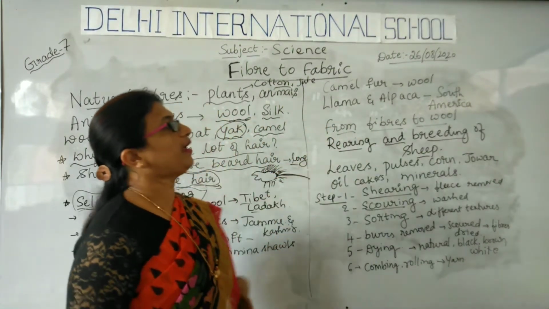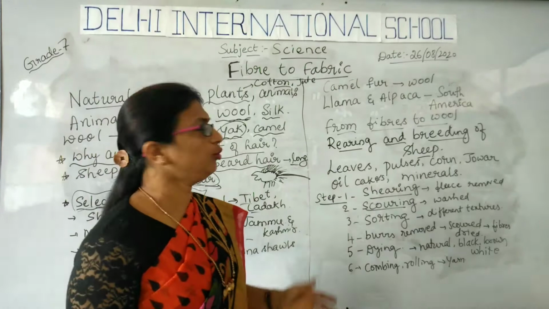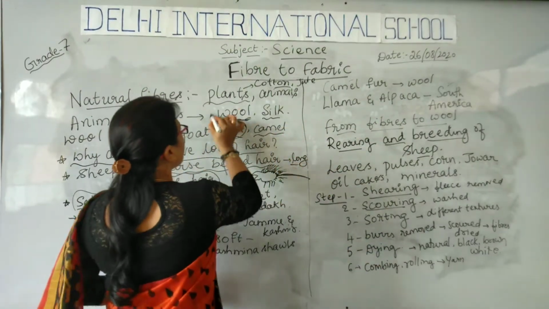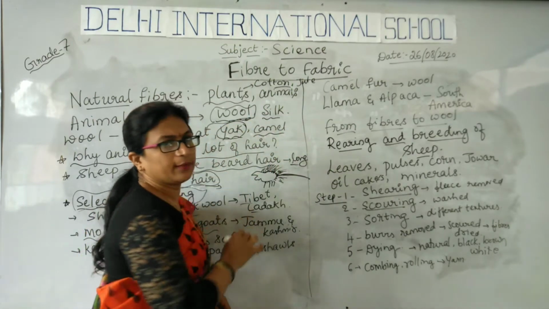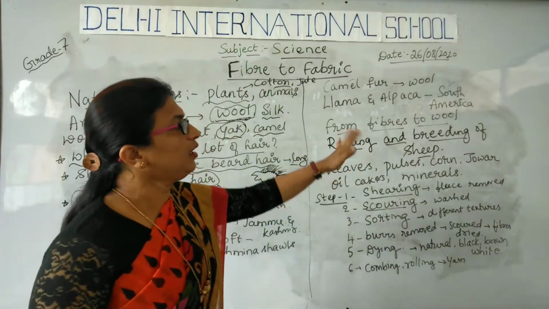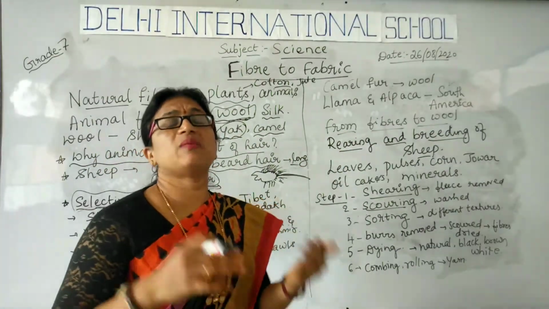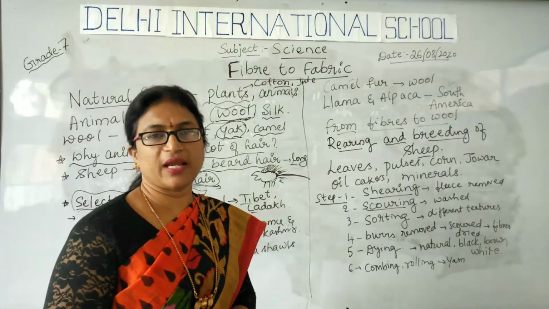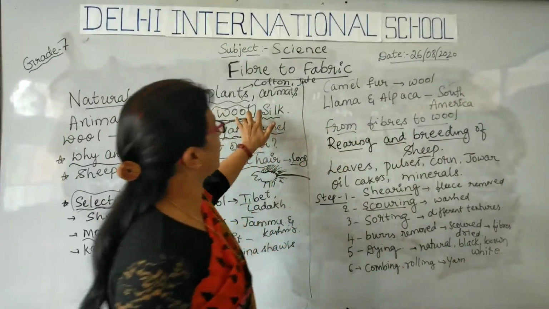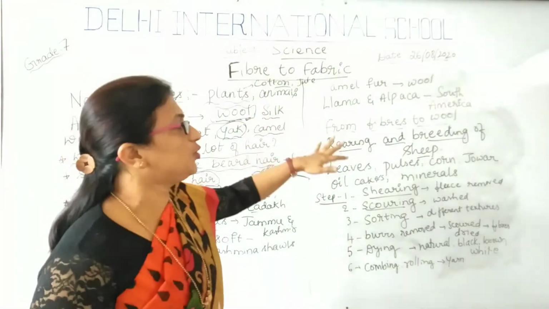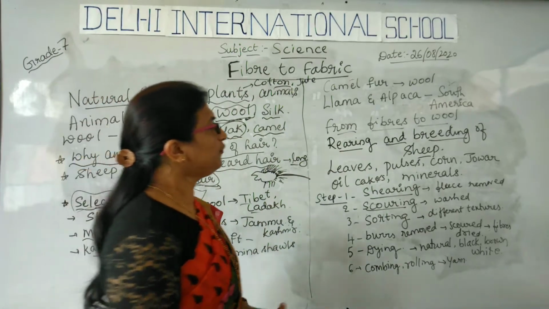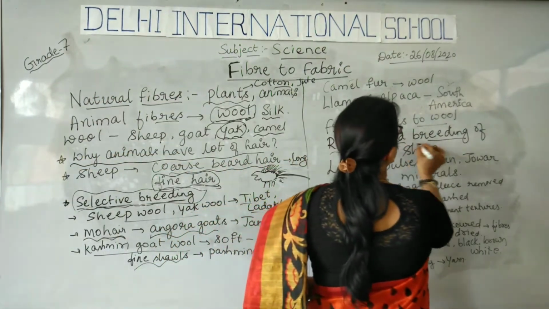And how do we go from fibers to wool? How are fibers extracted from the wool, and how is it made into wool and then into fabric? First we will see how these fibers are extracted and how it is made into wool. So first, rearing and breeding of sheep.